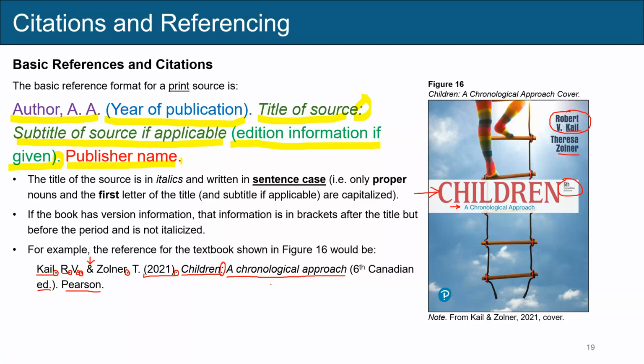So some things to note about the way the title is written specifically is that we always use what's called sentence case when we are writing our titles, at least in our references. Sentence case is where we capitalize the first letter of the title and the subtitle, but we don't capitalize the other words unless they are proper nouns. So if it's the name of a place or a person, we would still capitalize it, but the other terms are not capitalized. So even though on the textbook they have capitalized chronological and they have capitalized approach, we do not do that in our reference.